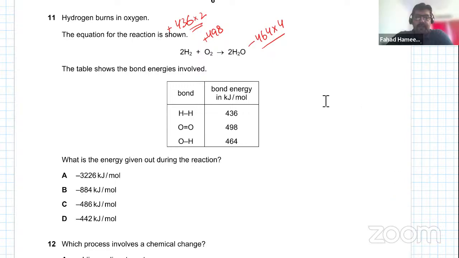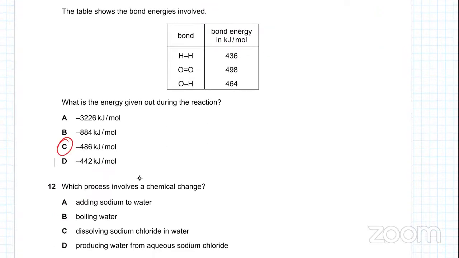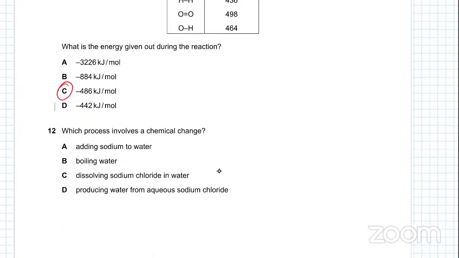So what do you get? Is that clear? Yes. The answer for this one, let's subtract it. It's negative 486. So it's negative 486. Next one, which process involves a chemical change?